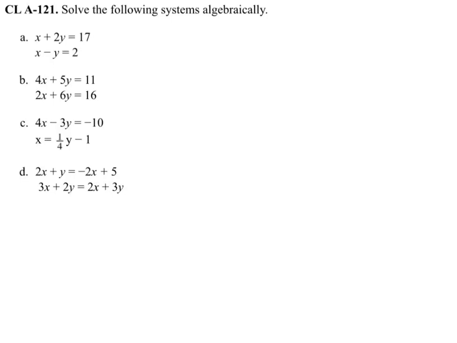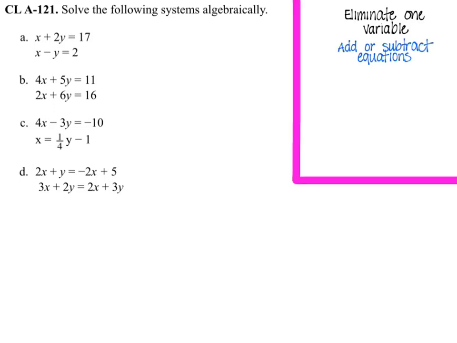Algebra 2. This is closure problem A-121, which is a bunch of systems of equations. And one of the goals in systems of equations is to eliminate one variable. We can do that several ways.